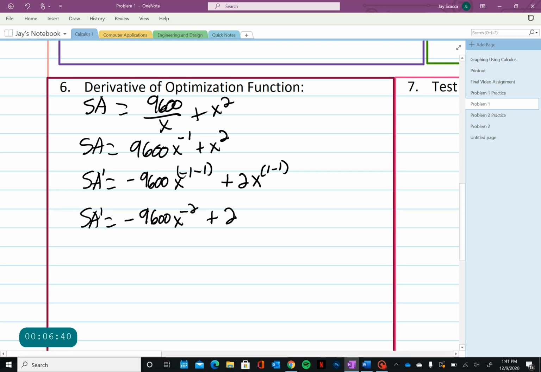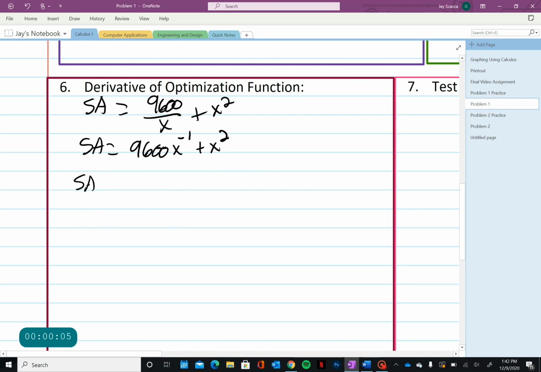We actually can take the derivative of the optimization function by bringing the -1 in front and multiplying it by 9600, and subtract the exponent by 1, then plus, bring the 2 to the front, x, drop the exponent by 1, and then we're left with -9600 x to the -2 plus 2x.